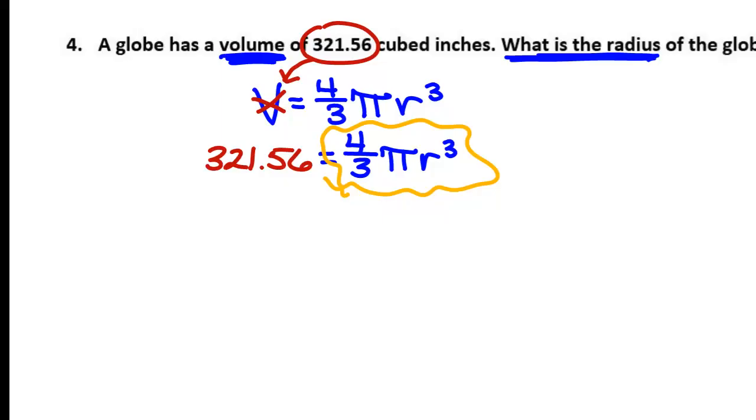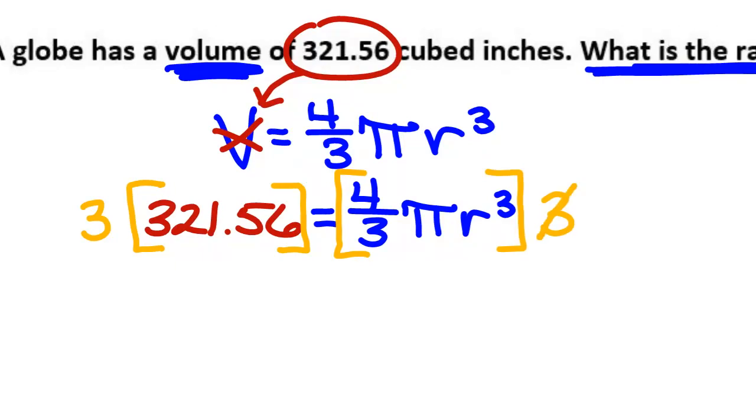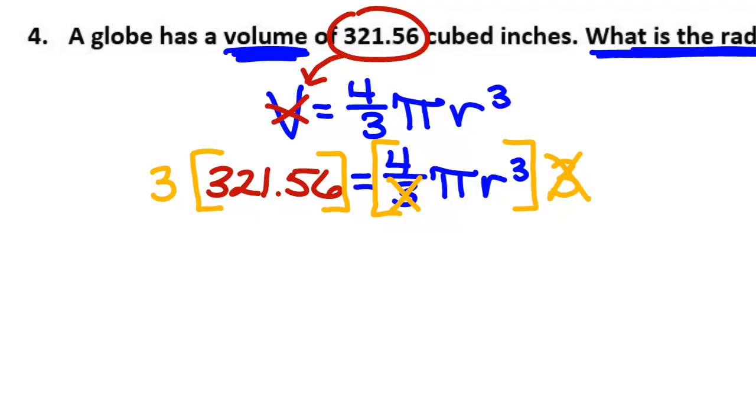What operation gets rid of fractions? Multiplication. What part of the fraction do you multiply by to get rid of it? The denominator. So we're going to multiply by 3. If you do it to the right, you have to do it to the left, so we're going to multiply both sides by 3. Now over on the right, watch this carefully. The 3 that we multiply by cancels with only the denominator, so the 4 in the numerator is still there. Now I have 4 pi r cubed on the right.